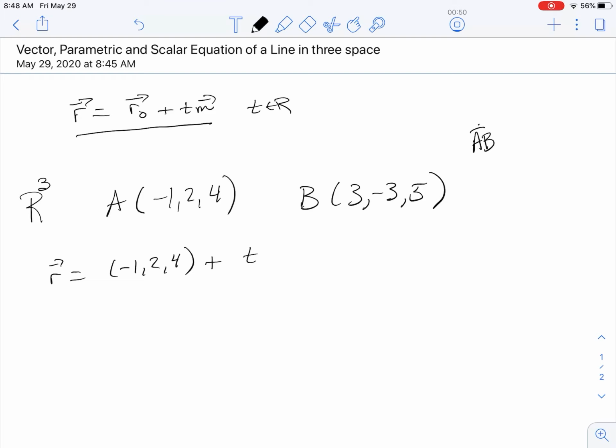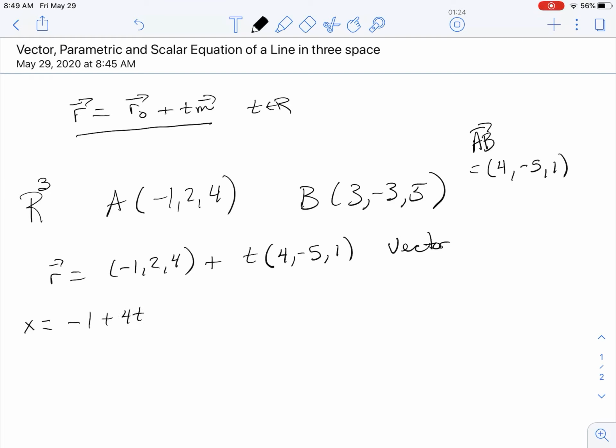For the direction vector, I need 2 points and I need to calculate the change in x, y, and z between them. So I'm going to go AB. The change in x is 3 minus 1, then 3 minus 2, and 5 minus 4. I think I did that right. Exactly the same as we did in 2-space, just that extra z variable to deal with. There's a vector equation. Now let's get the parametric.